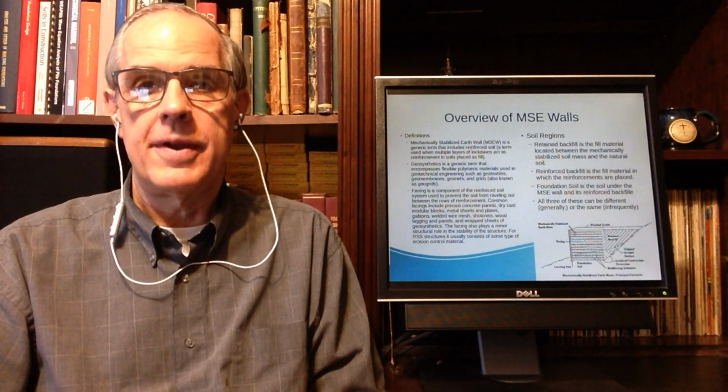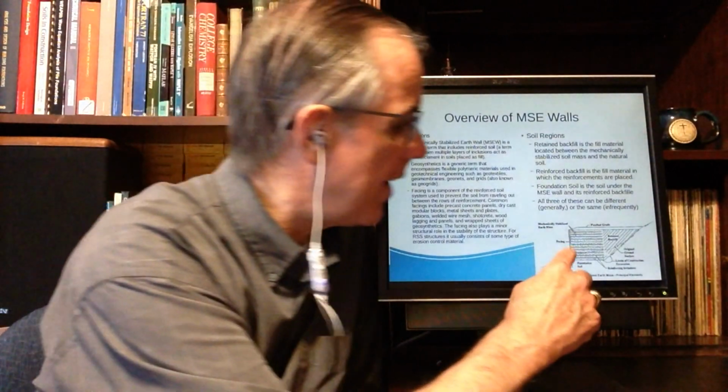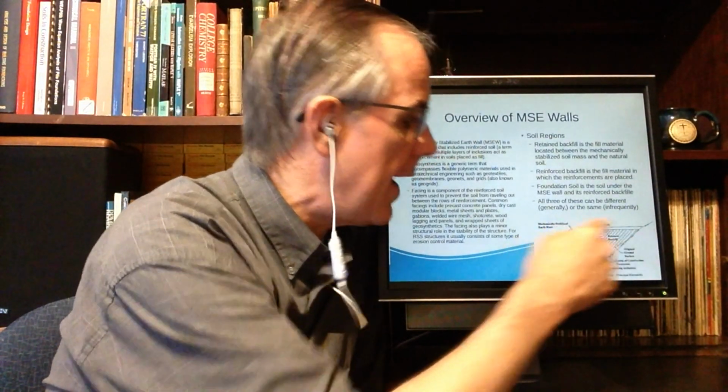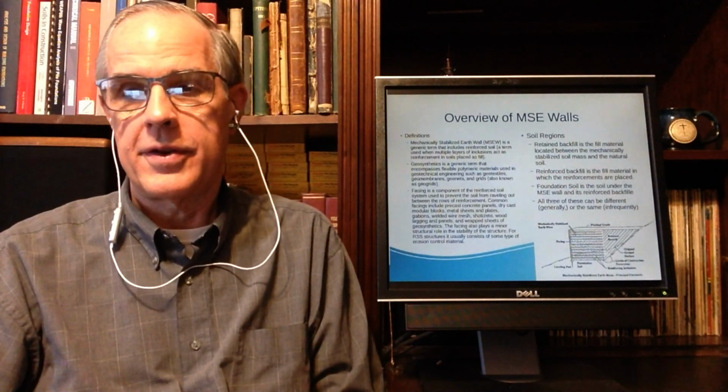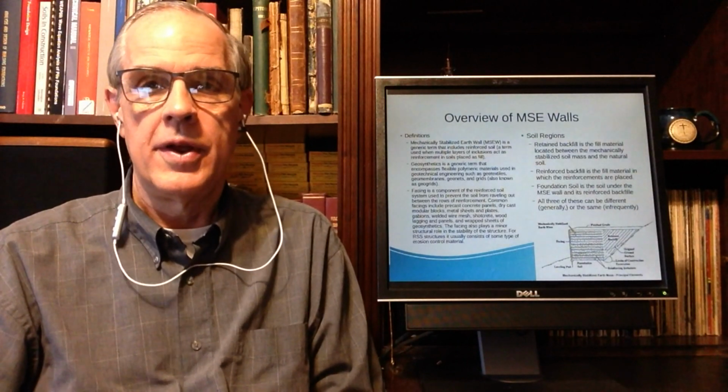So settlement was definitely an issue, because not only is the MSE wall supporting itself, but it's supporting whatever's on top of it, which in that case was off ramps and other roadways along the interstate. So in any event, that's an interesting sort of side note.